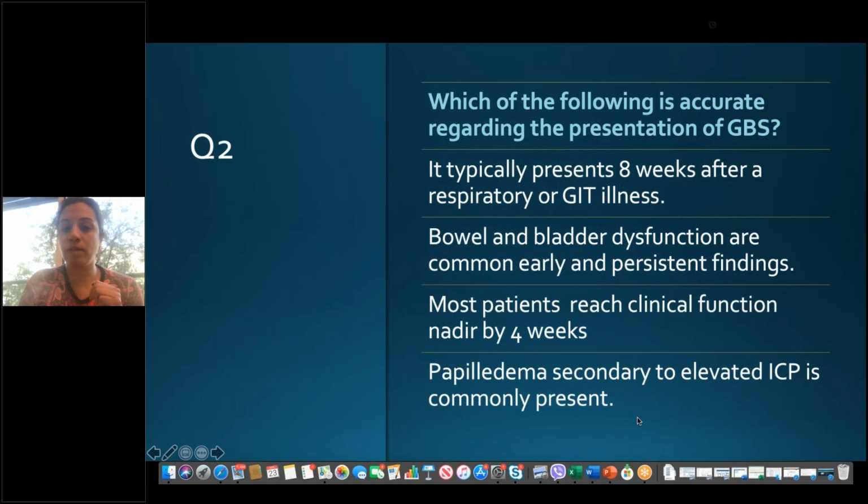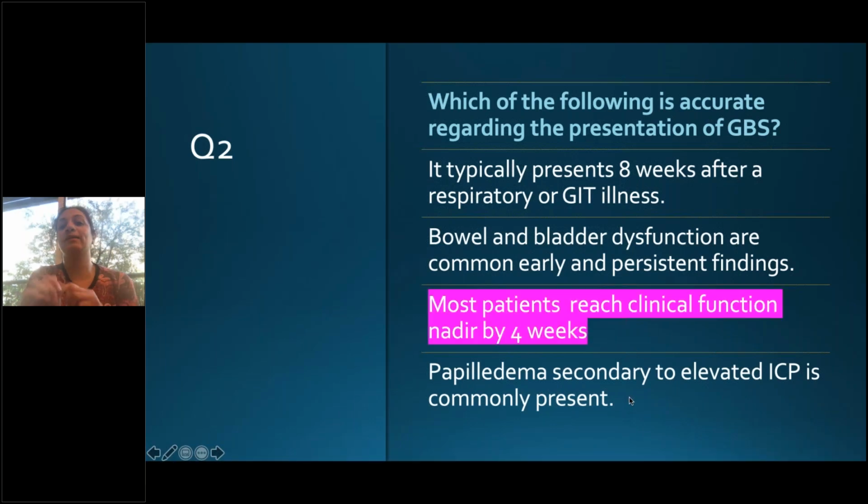I'm afraid that is incorrect, but that was a tricky question, so that's fine. It normally occurs much sooner than that, 2 to 4 weeks after respiratory or GIT illness, so it's a shorter duration after the prodrome or predisposing factors. Bowel and bladder dysfunction are not common and do not occur early. Most patients reach the plateau of their clinical symptoms by 4 weeks. Papilledema secondary to raised ICP is not common in Guillain-Barré syndrome.